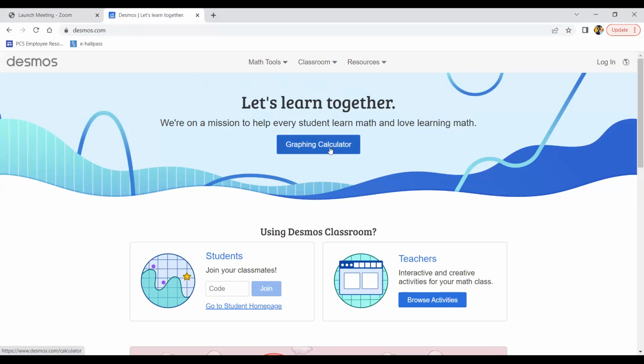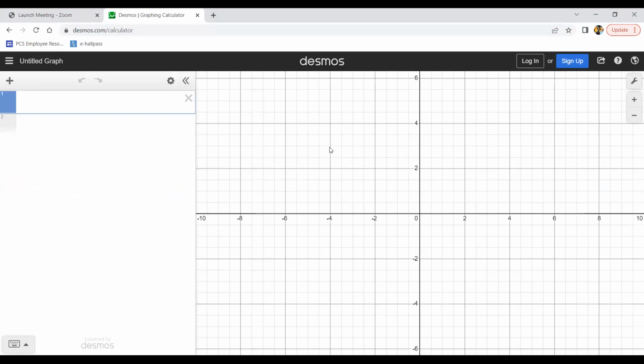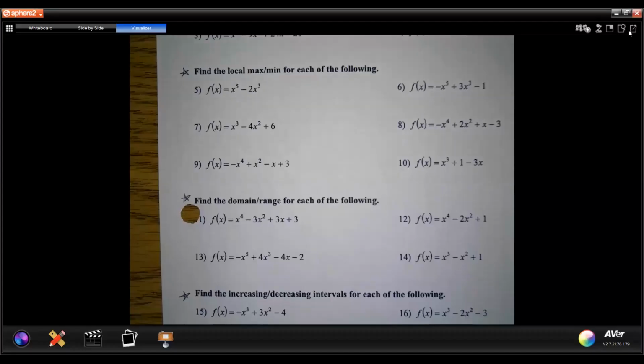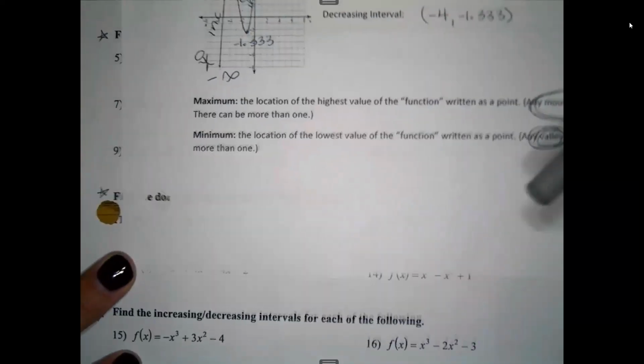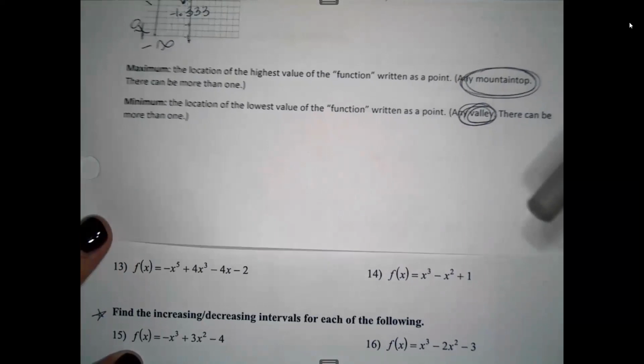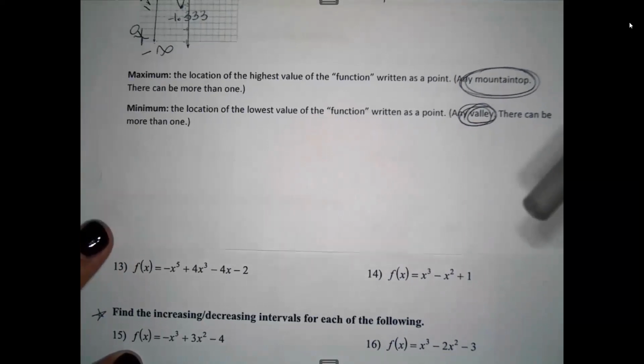So Desmos, and we're going to go to the graphing calculator. So the first section on the worksheet asks for the max and the min. And so, if we're finding the max and the min, what are we looking for? If we're finding the max and the min, what are we looking for? Kind of like the vertex, yeah.